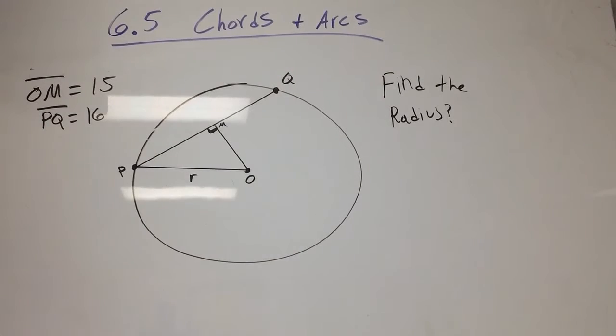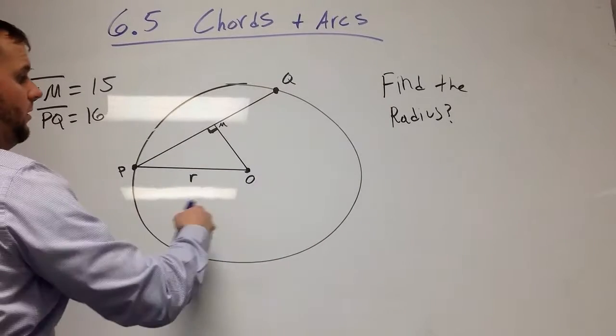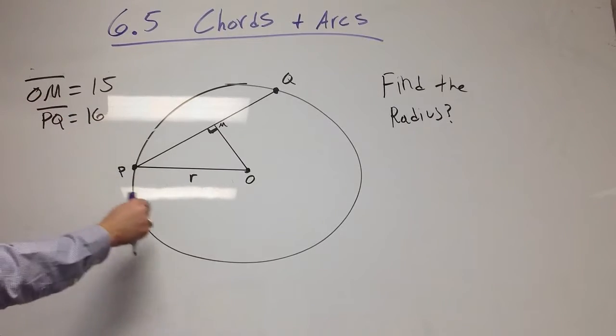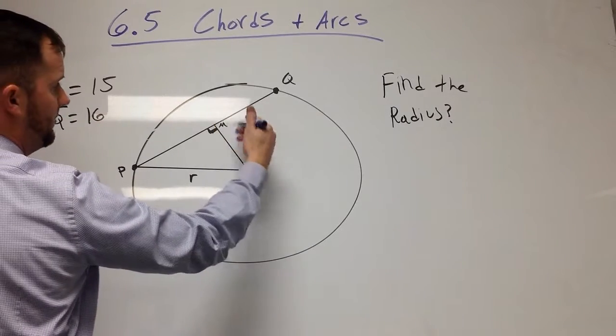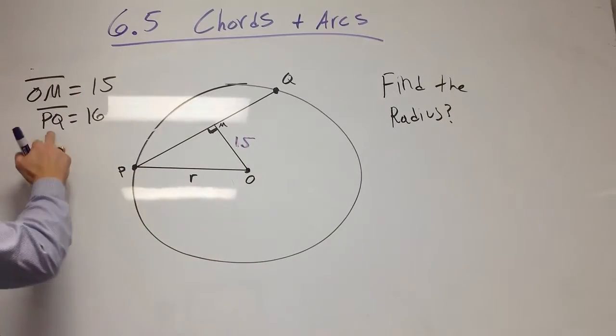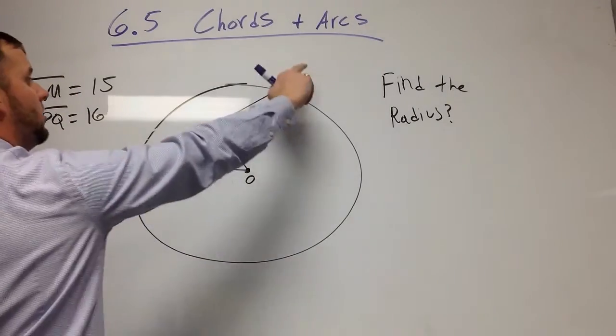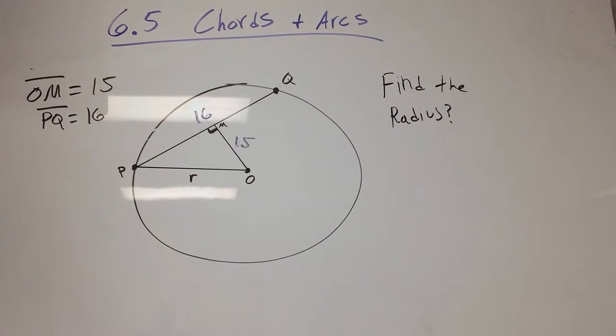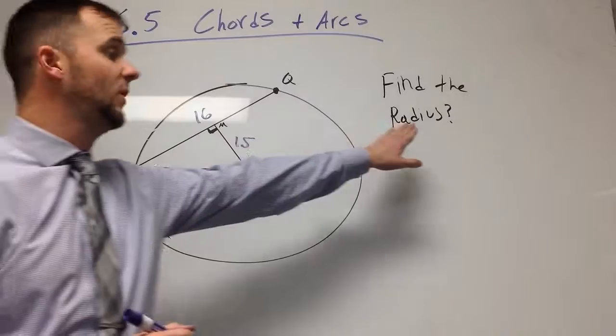Alright, so in this example, we have circle O right here, which is named by its center. And what we can see is what's given to me: O to M is going to be 15. So from O to M, this is going to be 15. Okay? And then from P to Q, so that's the entire chord, is going to equal 16. And right now I need to find the radius.